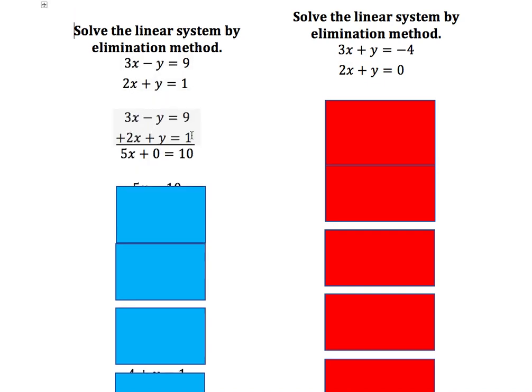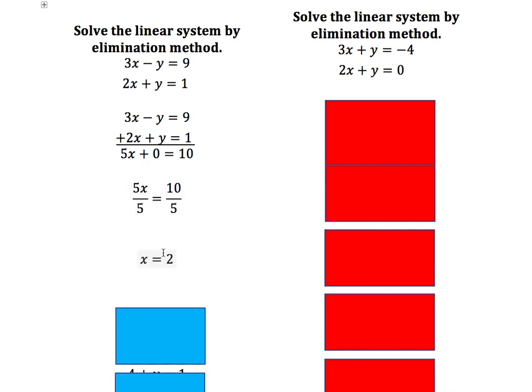Because we have two different signs here, we're just going to add the two equations together. 3x plus 2x is 5x. Negative y plus y is 0. And then 9 plus 1 is 10. When you reduce that, you end up with 5x is equal to 10. To get rid of the 5 that you're multiplying x by, you divide both sides by 5, and that simplifies to x equaling 2.